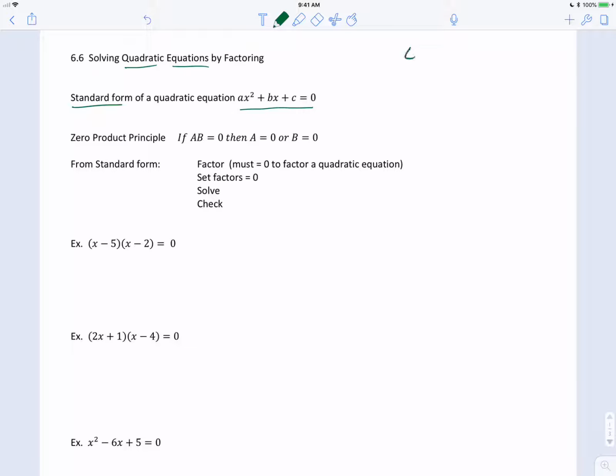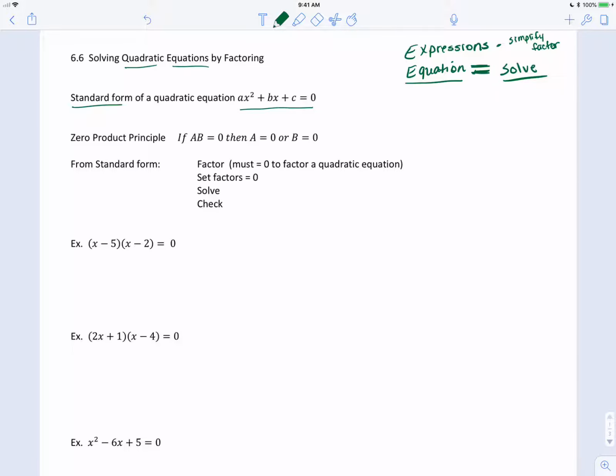Before, we had expressions and we factored those expressions. What is the difference between an equation and an expression? An equation has an equal sign in it, so we can actually solve it. The only things we can do with an expression are simplify it or factor it. We cannot solve it because we don't know what it's equal to.